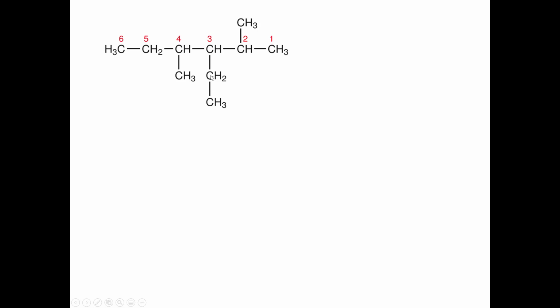Again, we're going to be working alphabetically. So ethyl, or 3 ethyl, is going to come before 2, 4 dimethyl. When we put all that together, we get 3 ethyl, 2, 4 dimethyl hexane.